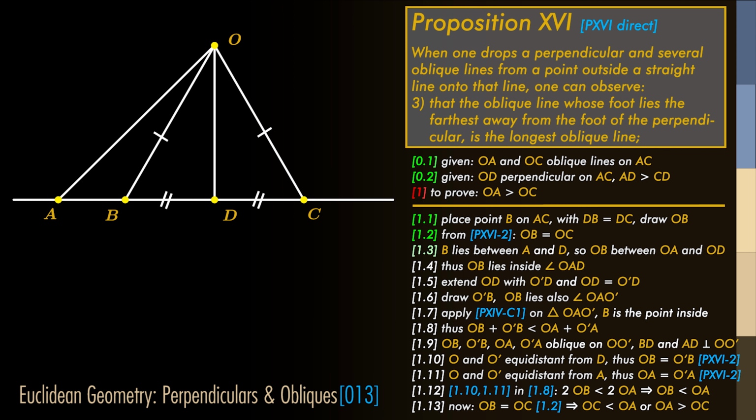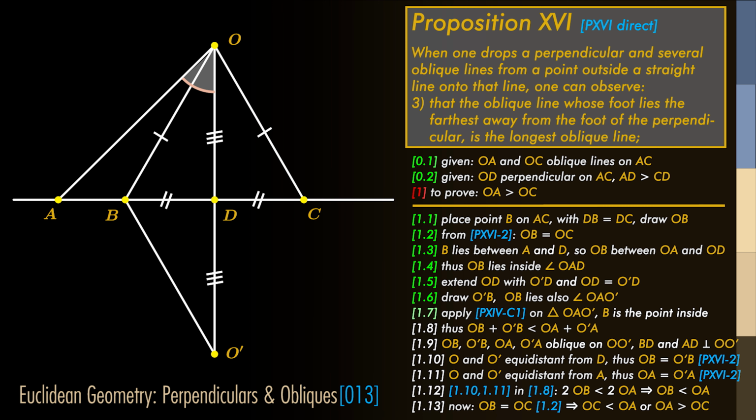Now by construction, the point B lies between A and D, and so OB lies between OA and OD. In other words, in the angle OAD. Let us now extend OD to O' with O'D equal to OD, and draw the segment O'B, just like we did in the first part. We saw that OB is lying between OA and OD, and as OO' is the extension of OD, OB is also lying between OA and OO'.